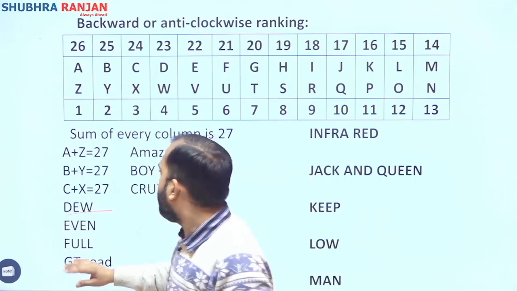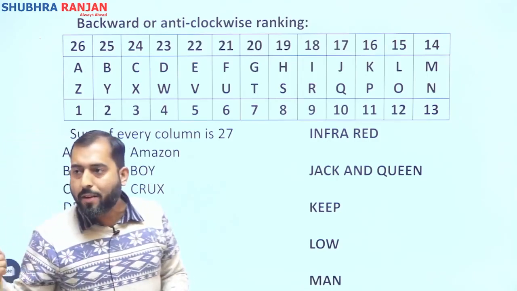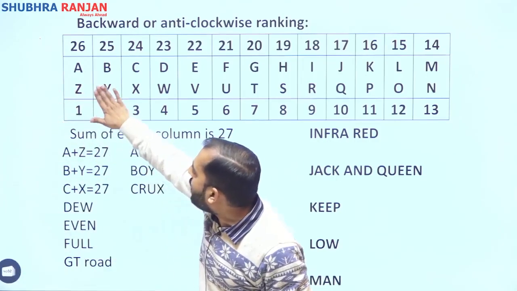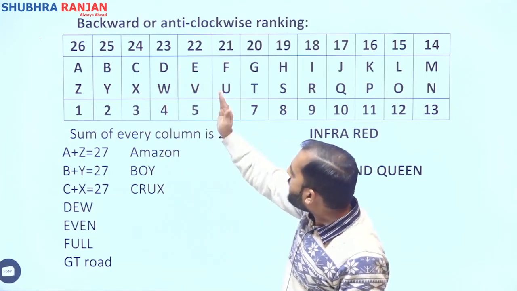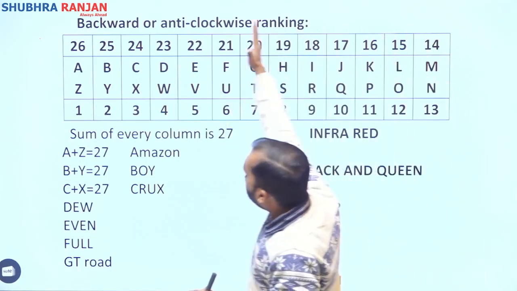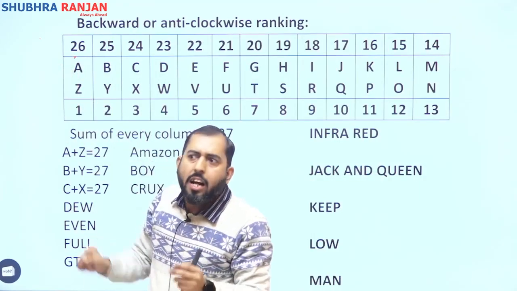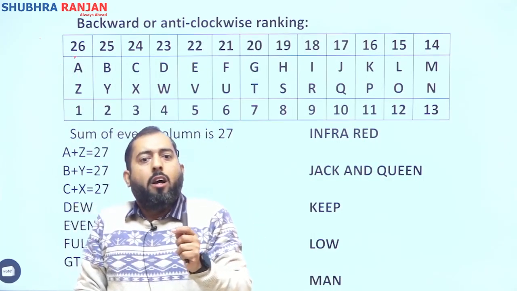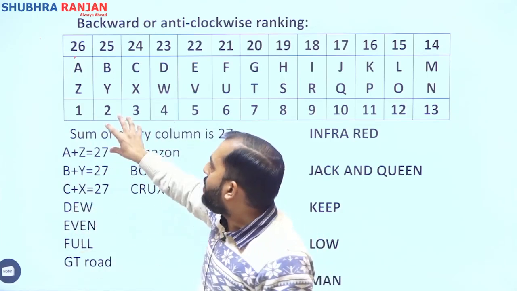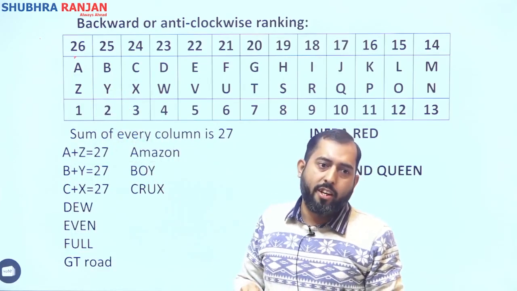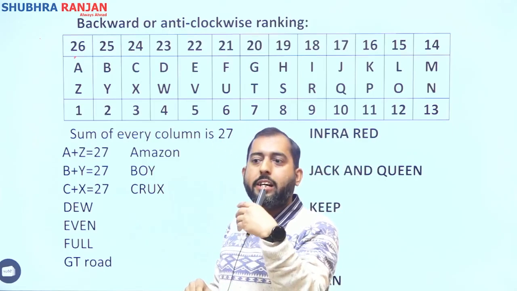Okay? Now, backward wise. Backward wise, Z is ranked 1, Y is ranked 2, X is ranked 3, W is ranked 4, V is ranked 5, and in this way, we will reach 26 and A is 26. Now, is there any letter which can be ranked 27 over here? Is there any letter that you can rank 27?